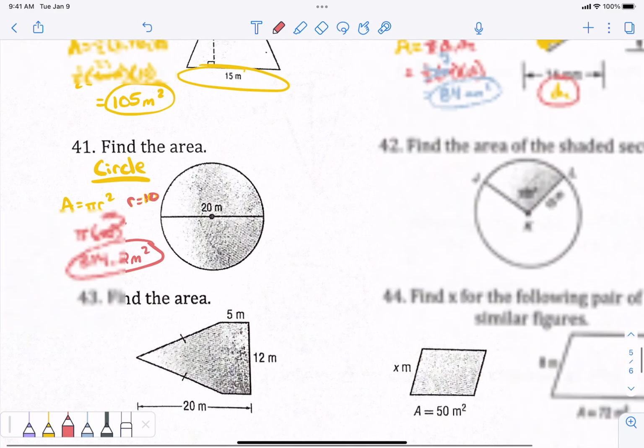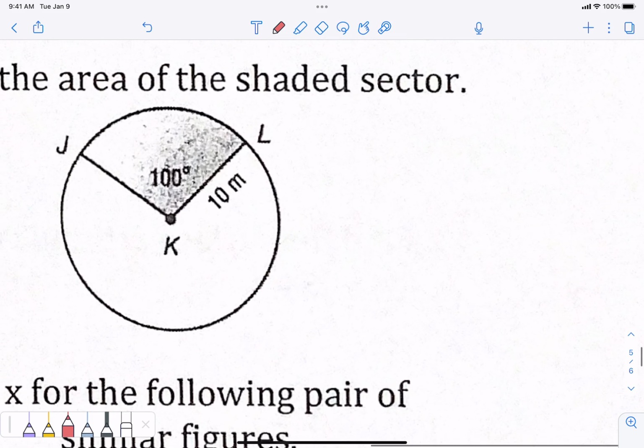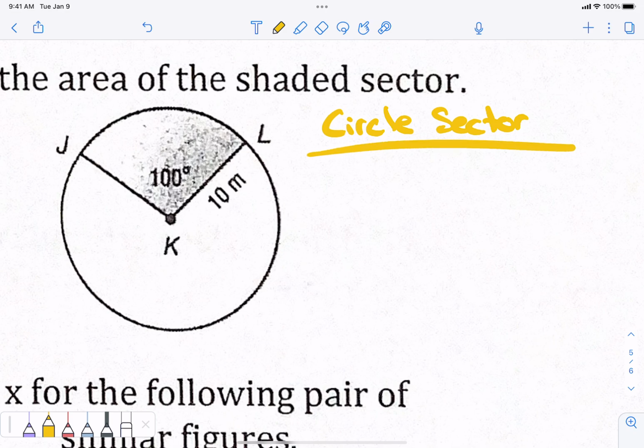Very nice. Okay. All right. 42. Find the area of the shaded sector. This is still a circle, but it is a sector. I'm going to say circle sector. C-I-R-C-L-E sector. Just sound it out. There you go. Circle sector.